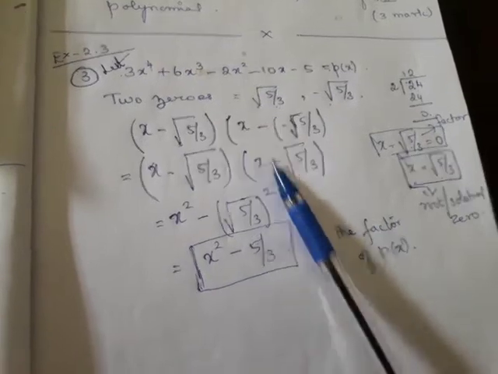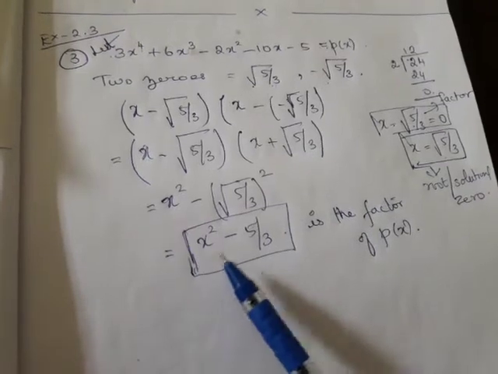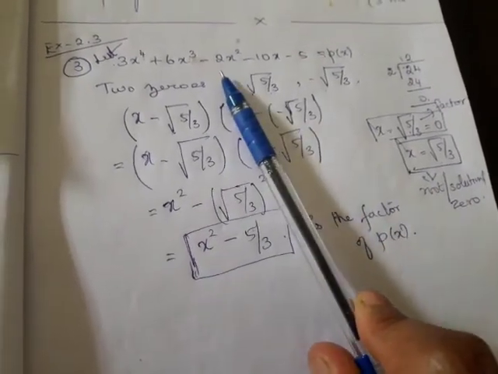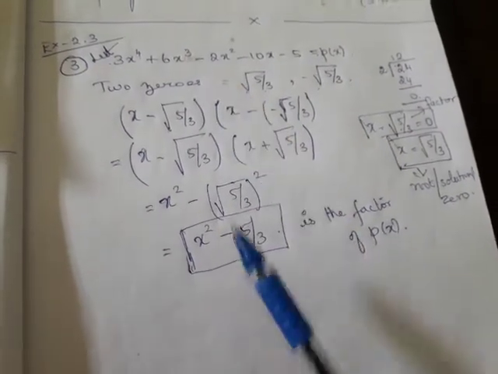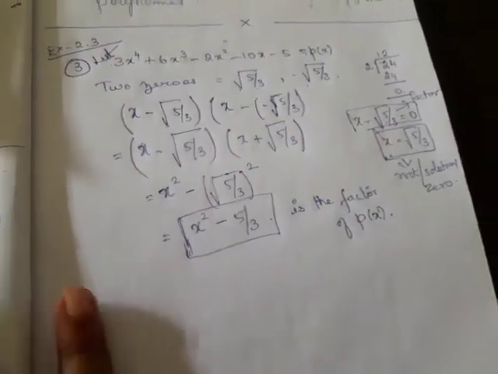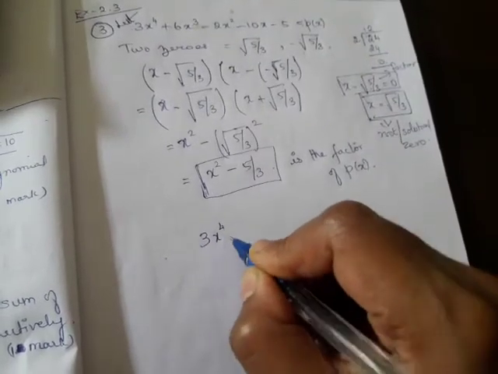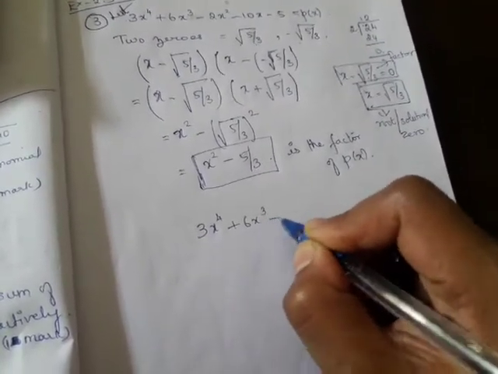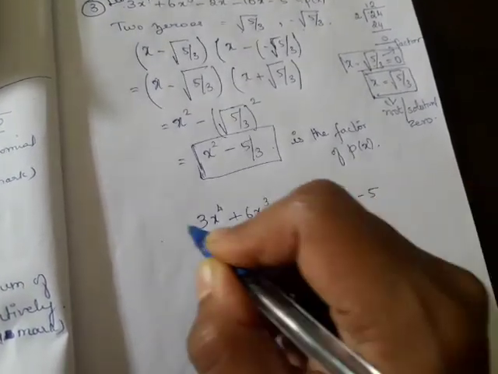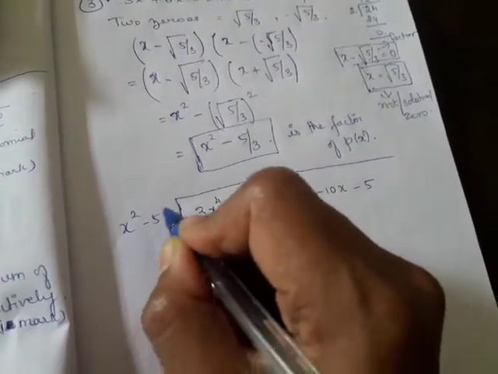Now, we have obtained a quadratic polynomial x square minus 5 by 3. Next, now we know this is a factor. Factor means it will divide the given polynomial exactly with remainder 0. So, we are going to divide the given polynomial p of x by this. Okay. How will you divide? 3x power 4 plus 6x cube minus 2x square minus 10x minus 5. I am going to divide it by x square minus 5 by 3.